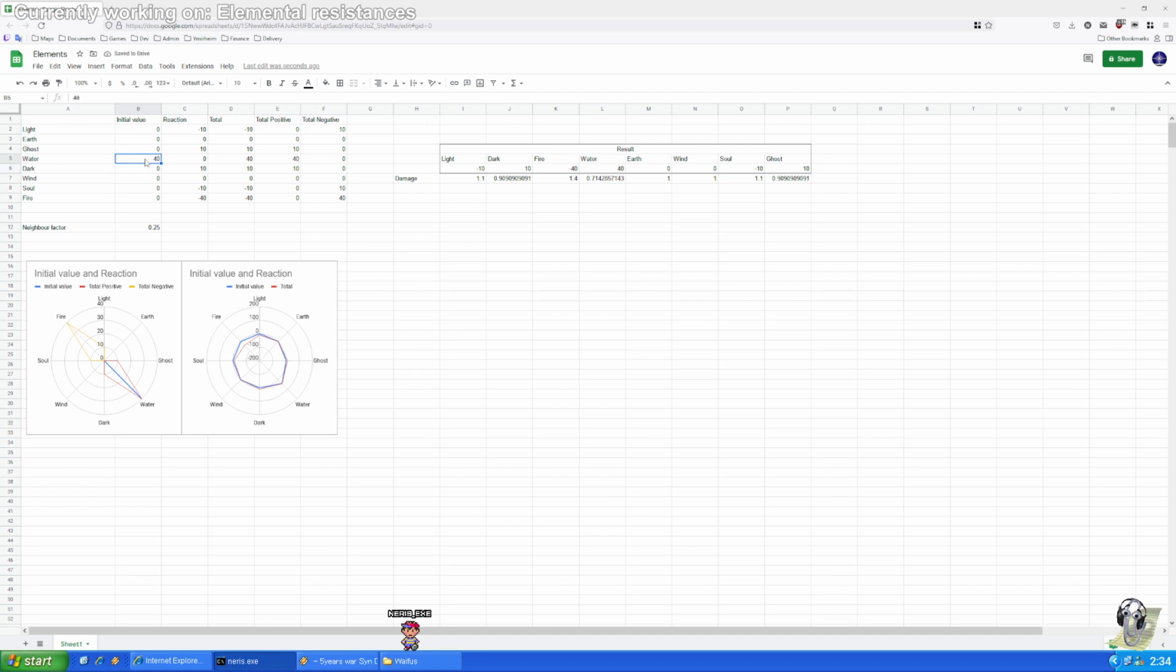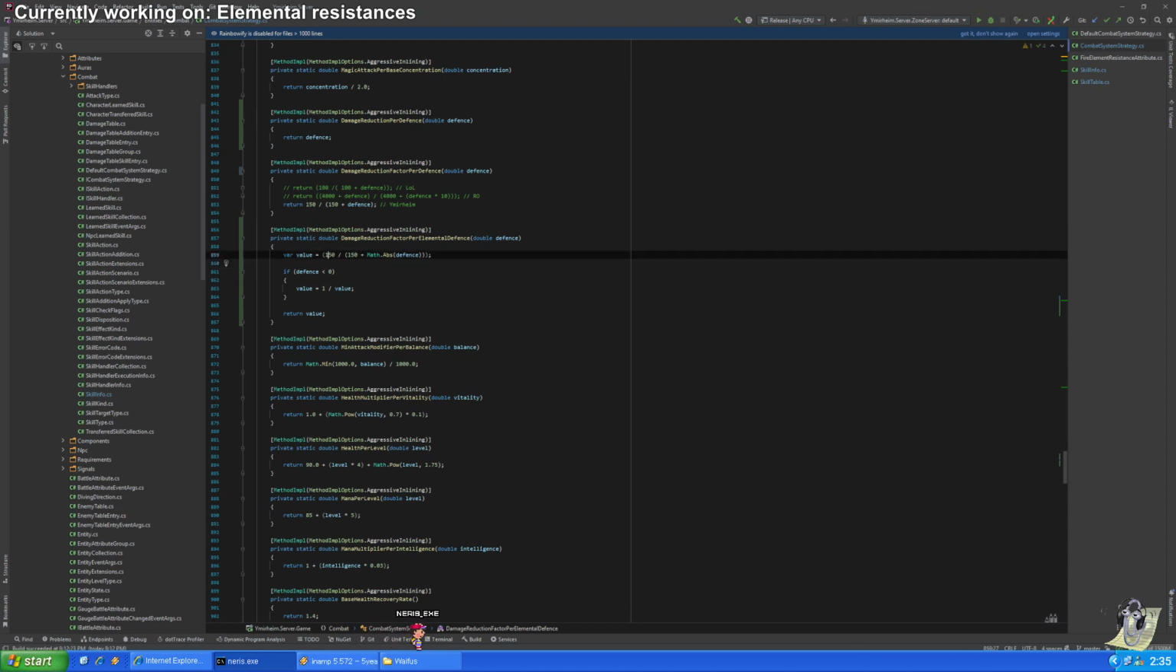40. Okay. So on 100 is 2 times basically. 2 times less damage, 2 times more damage on the opposite element. Okay, this looks fine. Then 200 is 3 times. 400 is 5 times. Yeah, let's actually replace that with 100.